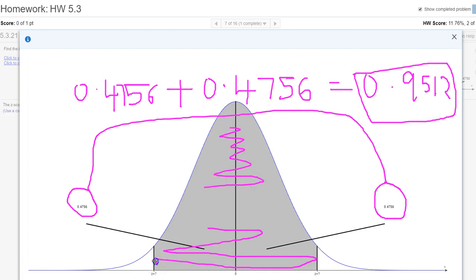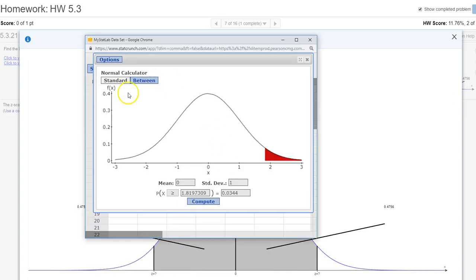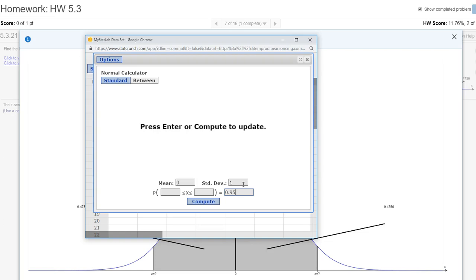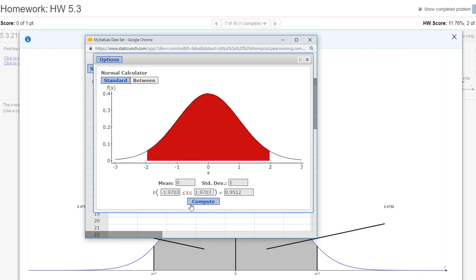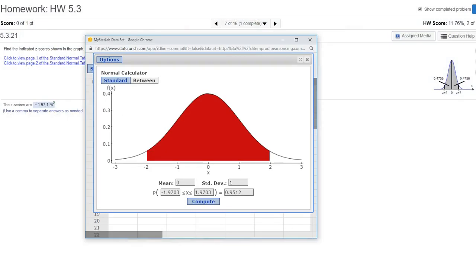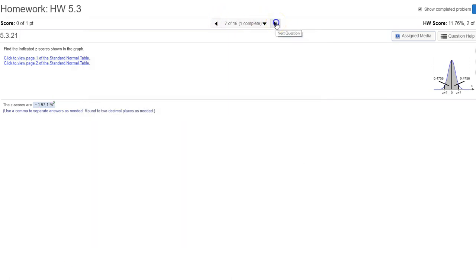And I'm trying to find the respective z values. So I will have two z values. One is going to be negative and one is going to be positive. So let's go ahead and do that. I'm going to click, remember the area is in between, so I have to click between. And my area was 0.9512. And compute. And when I close this, you see that I have two z-scores. One is negative and the other one is positive. There you go. Okay? All right. Moving on to the next problem.